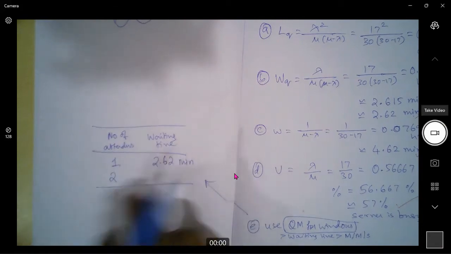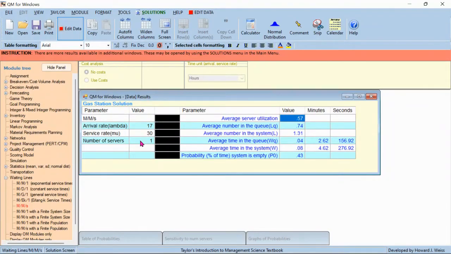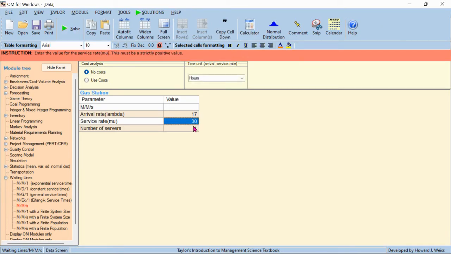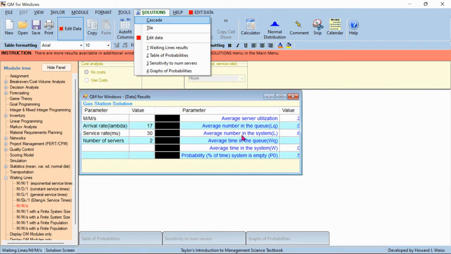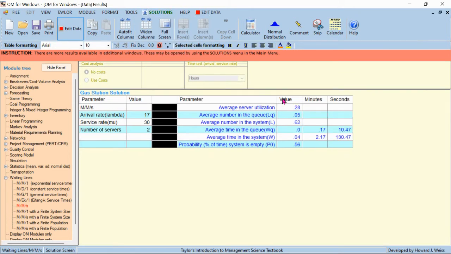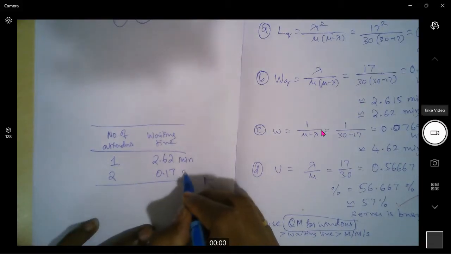Let us solve for this. Simply go back, and here we have to say edit data, and the other two remain the same. Here enter 2 and press enter, and that's it. Just like magic, you get the solutions. Now what is the waiting time, average time in the queue? It is 0.17 minutes, or only 10 and a half seconds. So 0.17 minutes, that is the answer here.